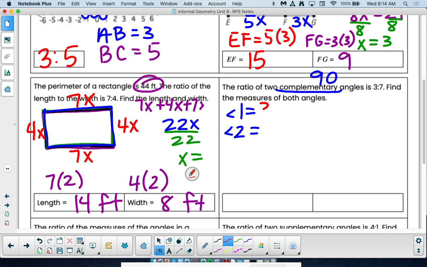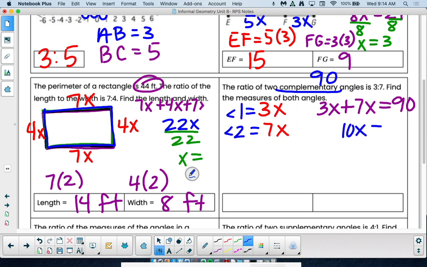Our first angle is 3x. Our second angle is 7x. Now together, those two angles have to add to 90. Okay, how many x's do we have? 3 plus 7 gives me 10x. Last step, divide by 10. X is equal to 9. But now our answer is not 9. We got to plug back in.